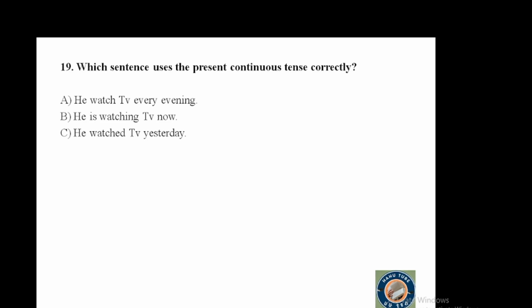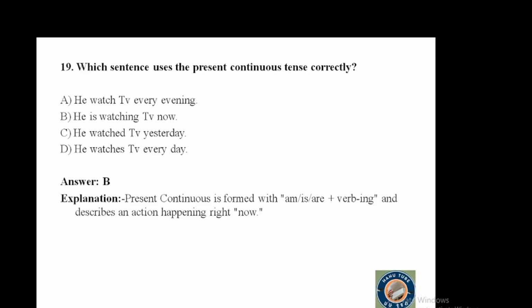Question number 19. Which sentence uses the present continuous tense correctly? A. He watched TV every evening. B. He is watching TV now. C. He watched TV yesterday. D. He watches TV every day. The answer is: He is watching TV now. Present continuous is formed with am, is or are plus verb-ing, and describes an action happening right now.